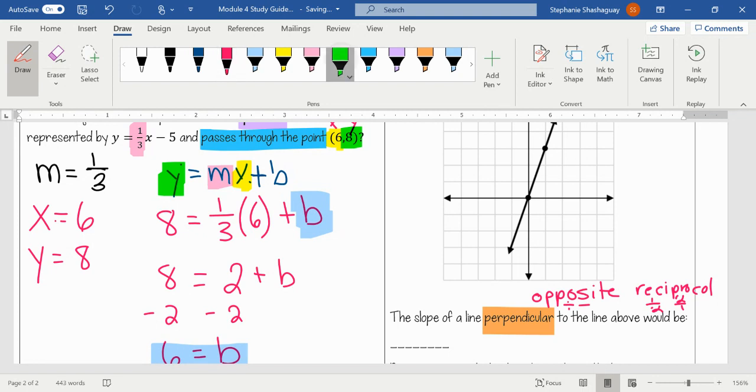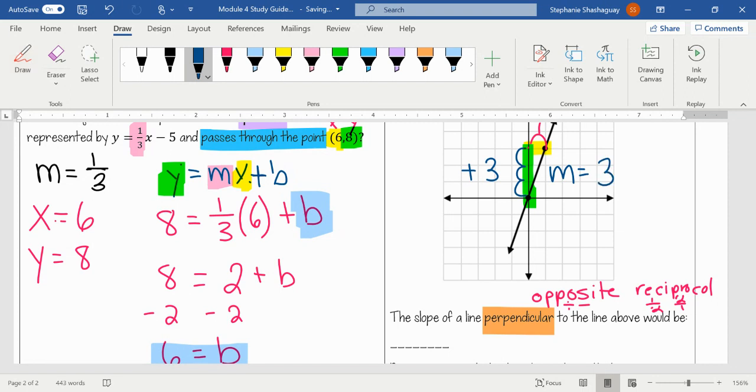So let's look at the slope first. How much am I rising from this point to this point? That's going to be a plus 3. 1, 2, 3. And then how far am I going over? Well, I just went over 1. So my slope of this line is equal to a positive 3.